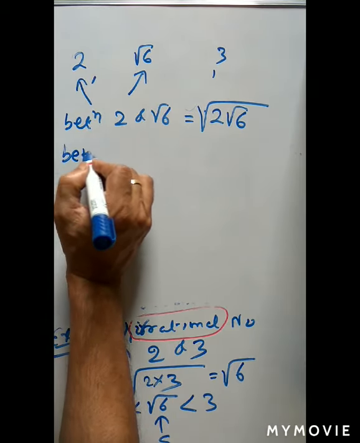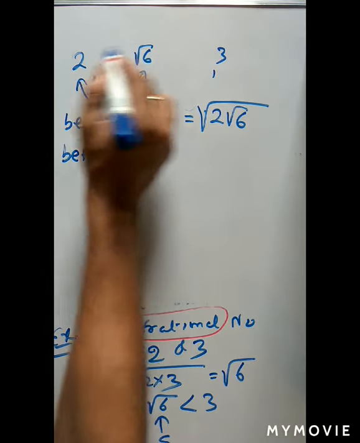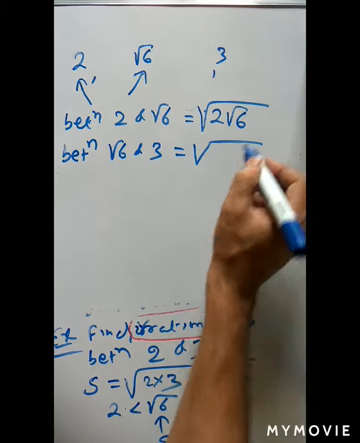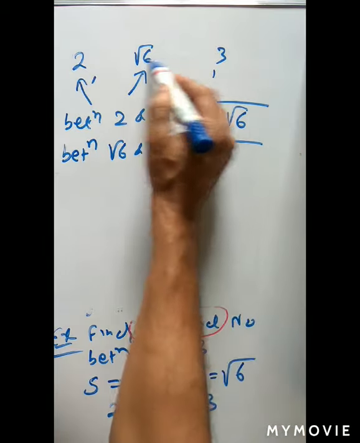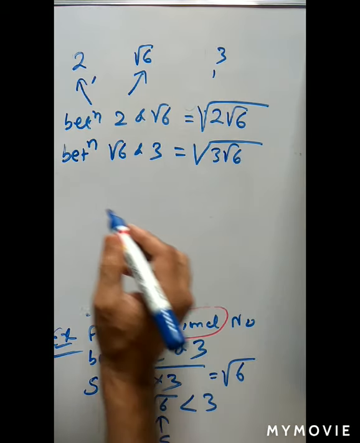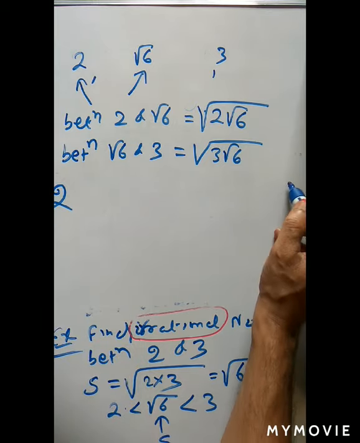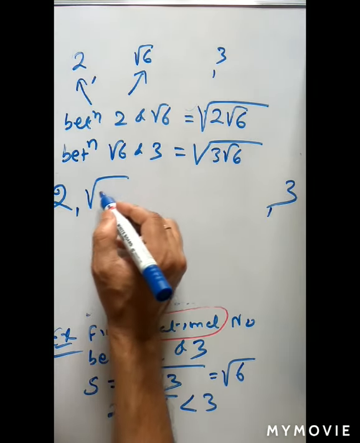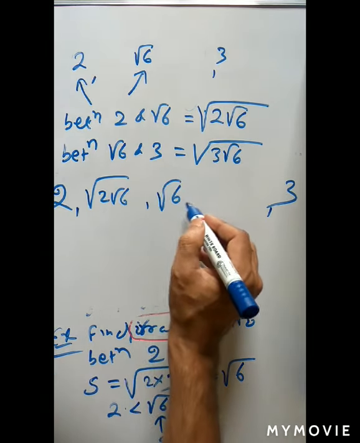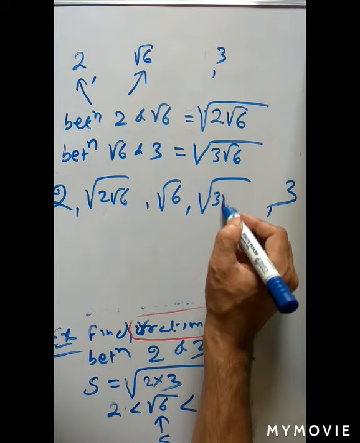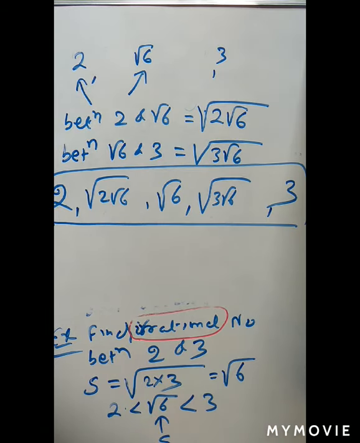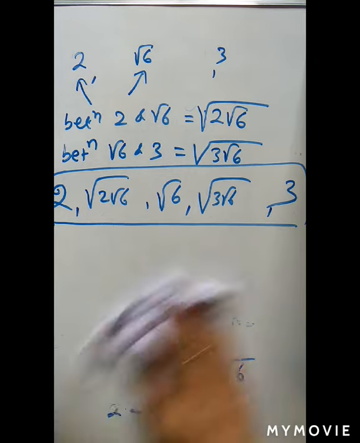Suppose you are asked to find another irrational number in between 2 and 3. So we can take between root 6 and 3, another irrational number: take the square root of the product, so 3 into root 6. So here 2 is my initial point, 3 is my final point. In between 2 and 3, I got one irrational number root 6, another irrational number root of 2 root 6, and another irrational number root of 3 root 6. So this is the method to find an irrational number between any two rational numbers. This is the first method. Is it clear?